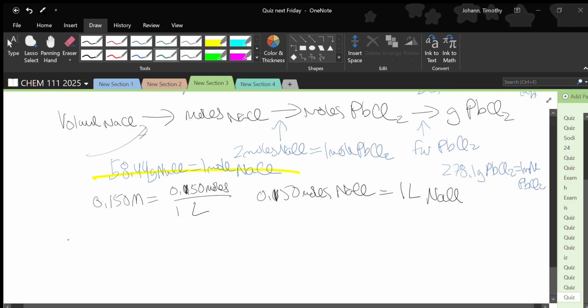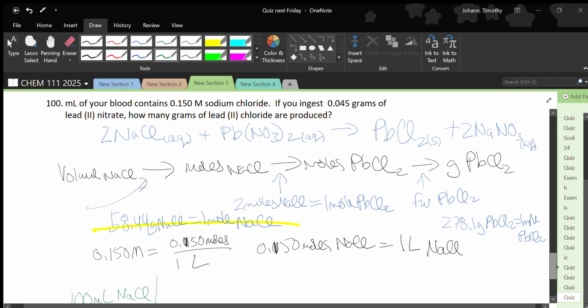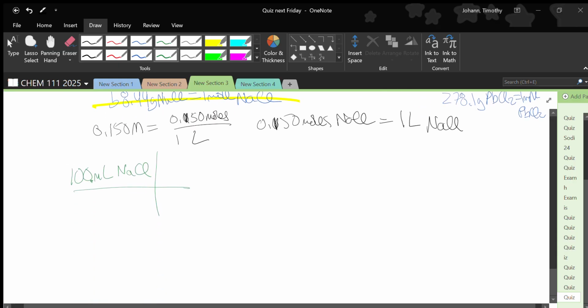So I start with 100 milliliters of sodium chloride, right? And then I'm trying to convert that. Actually, I put it in liters? To 100 liters. So I've got to convert that to liters, right? So there's 1,000 milliliters in 1 liter. So we have 0.100 liters of sodium chloride. So let's start our thing. We're going to go all the way across with that. 0.100 liters of sodium chloride.